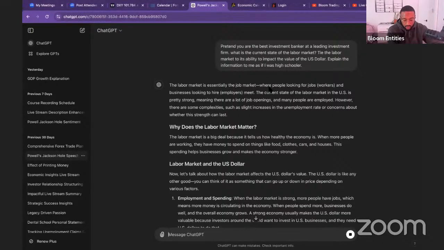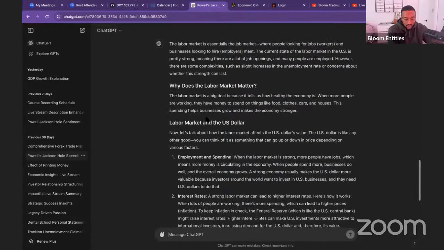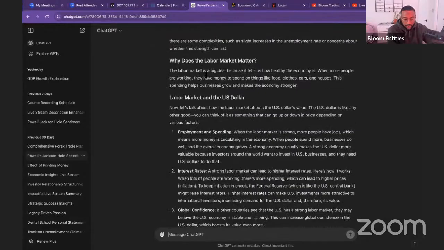The current state of the labor market in the U.S. is pretty strong. There are a lot of job openings, and many people are employed. However, there are some complexities, such as slight increases in the unemployment rate, or concerns about whether this strength can last. The labor market is a big deal because it tells us how healthy the economy is. When more people are working, they have money to spend on things like food, clothes, cars, and houses. This spending helps businesses grow and makes the economy stronger.